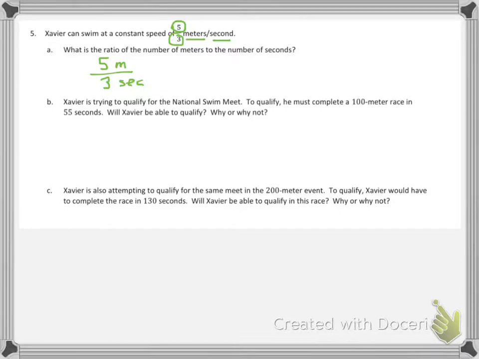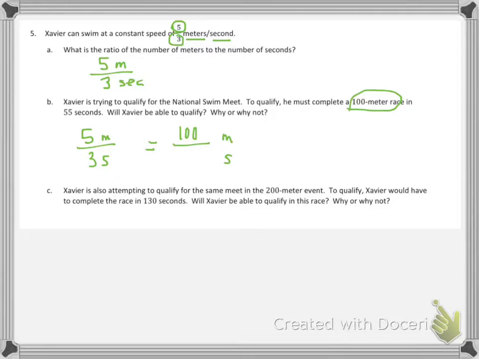All right, Xavier is trying to qualify for the national swim meet. To qualify, he must complete a 100-meter race in 55 seconds. Will Xavier be able to qualify? Well, let's use our original ratio, 5 meters every 3 seconds. And we're going to create an equivalent ratio that also compares meters to seconds. And I know that he's got to do a 100-meter race, so I'm going to put 100 on the meters side.